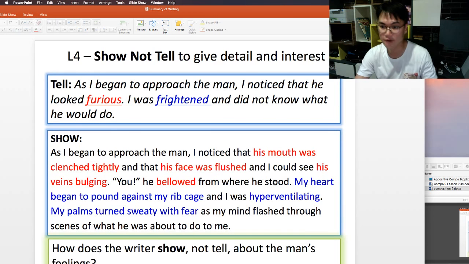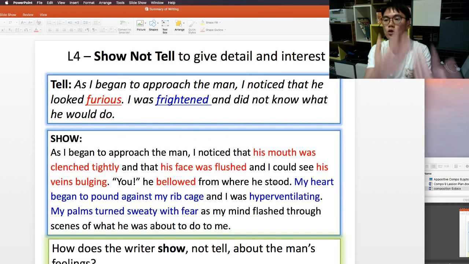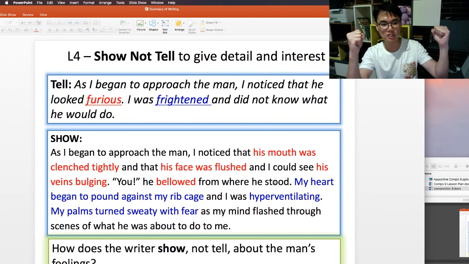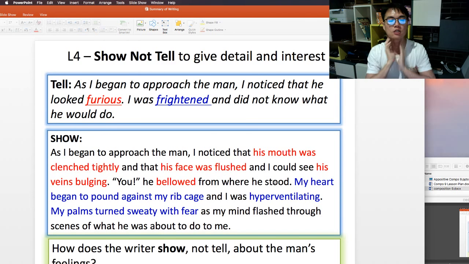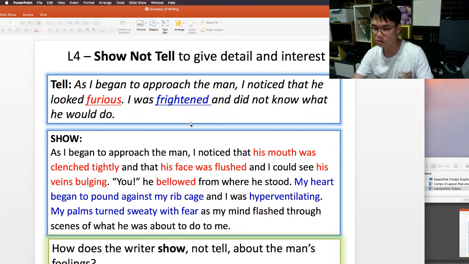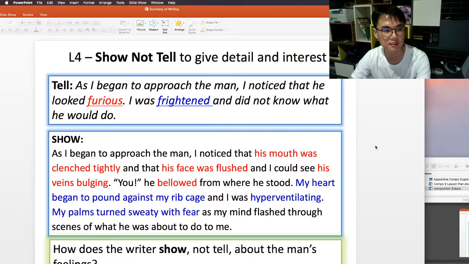And then we're here right now at show not tell, okay? Where we describe and we give clues rather than telling the reader what my character is feeling. So, furious, mouth clenched tight, face flushed, veins bulging, bellow. Frightened, heart began to pound in my chest, hyperventilating, palms turned sweaty with fear. Mind flashed through scenes of what he was about to do. Okay? So, show not tell. Let me move on now to the next one. Okay? So, next one, let's see.